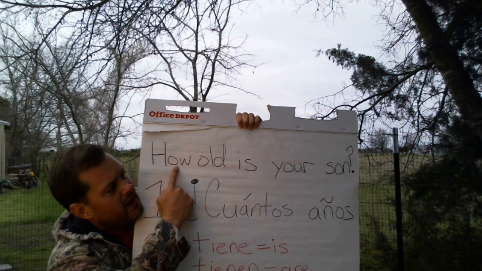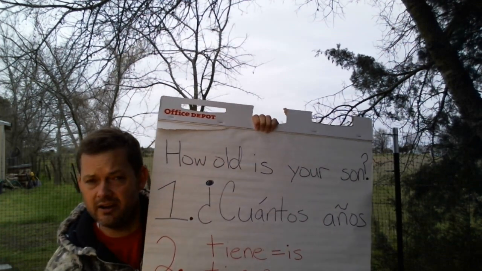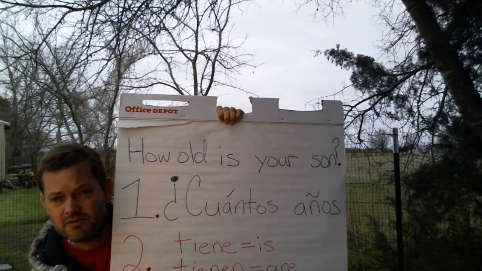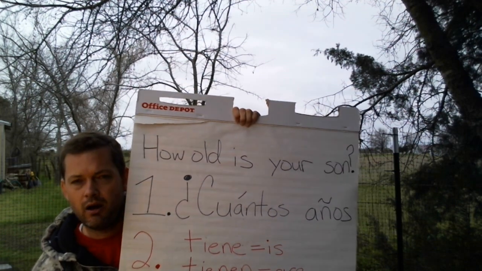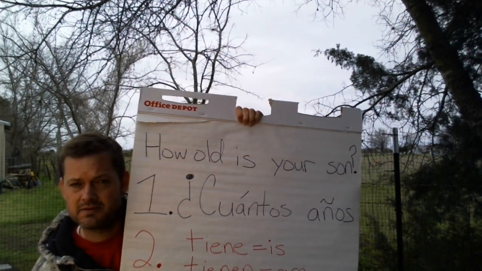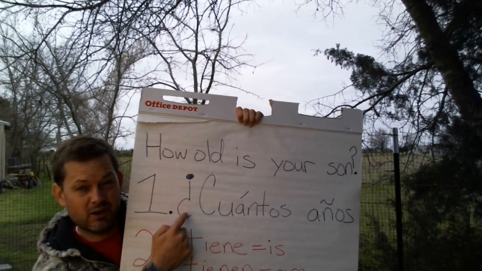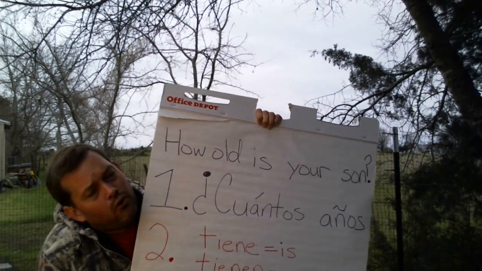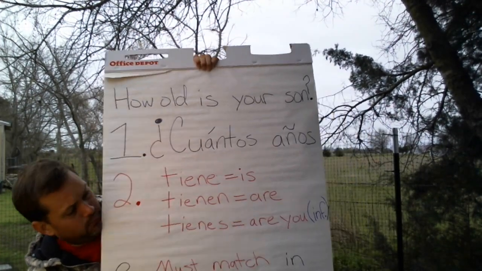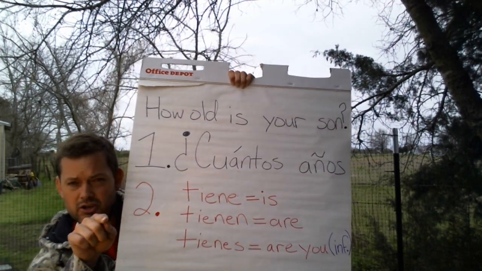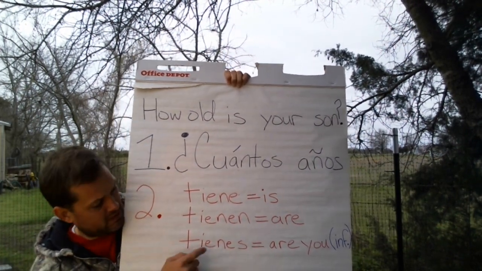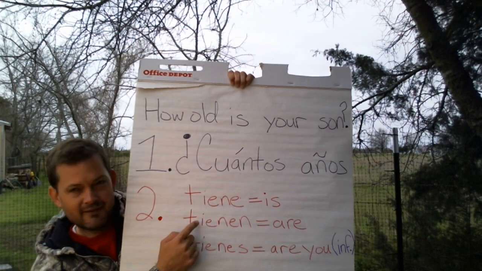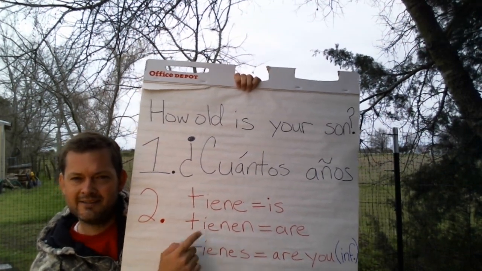Let's use the example of how old is your son? First, step one, how old? ¿Cuántos años? How old will always be ¿cuántos años? Don't forget your upside down question mark. Step number two, how old is or how old are? Now, important to note, if we're saying how old are you, informal, we're going to say tienes. But for is, we'll use tiene. For are, we'll use tienen.